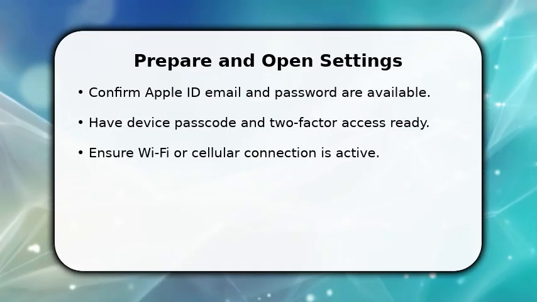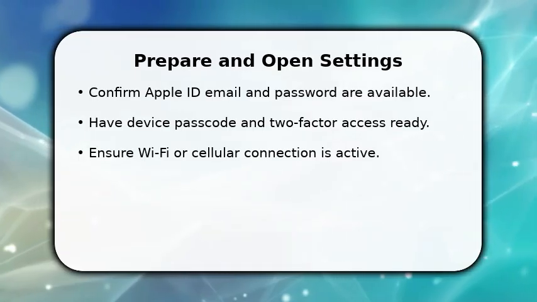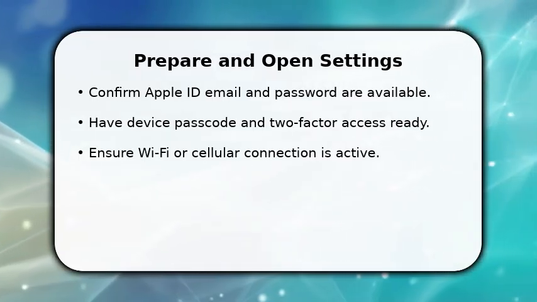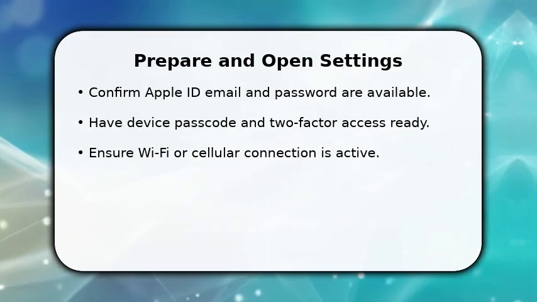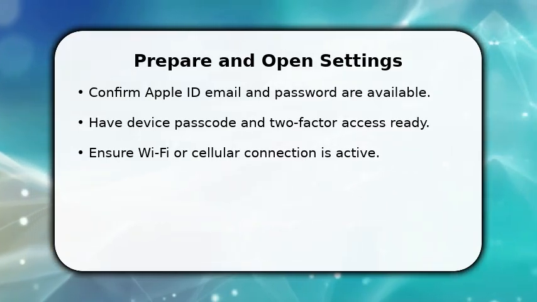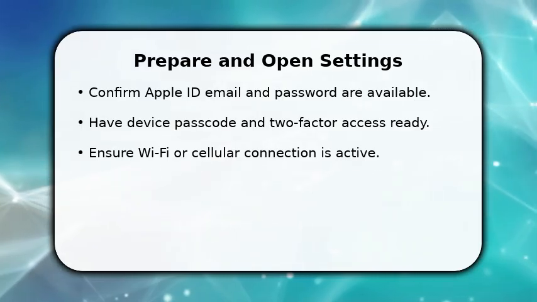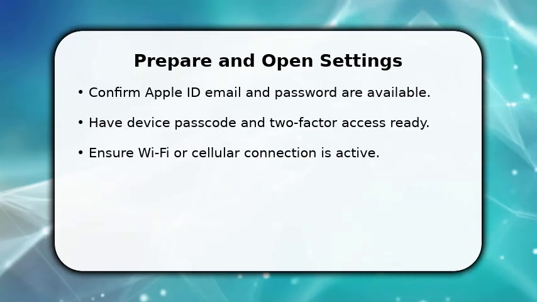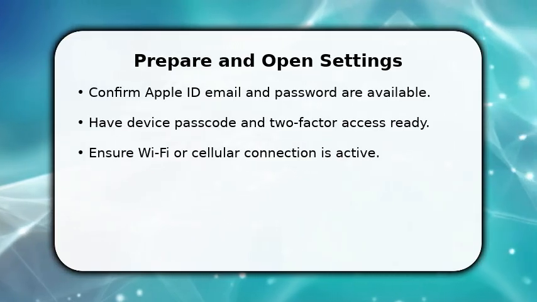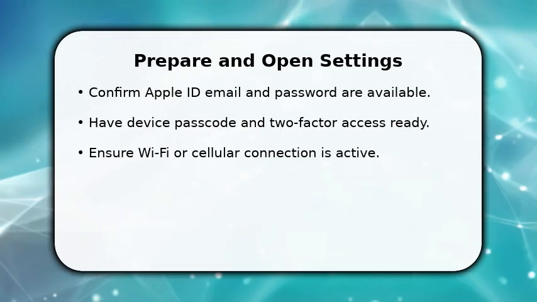You start by confirming your Apple ID credentials and that you can receive two-factor codes because you will be asked to authenticate. Once ready, unlock the device and open Settings, then tap your name at the top. Make sure the device is online so changes sync. If you can't get online, note the alternate iCloud removal path later.